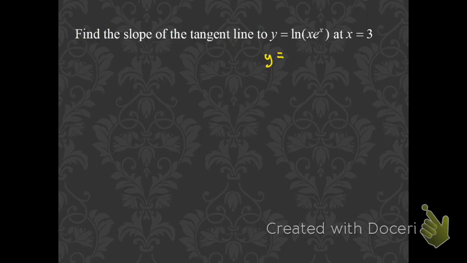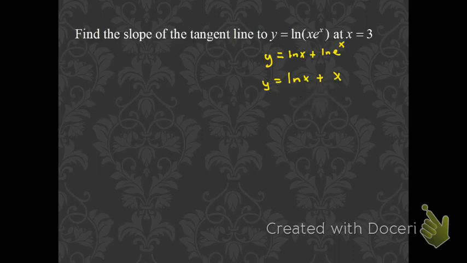Expand it. Natural log of x plus natural log of e to the x. Oh, that's so nice. Why? Because what's the natural log of e to the e become? Gone. So it's really y equals ln x plus x. Nice job, Casey. Forgot the x, but that's okay. I'm not keeping score.